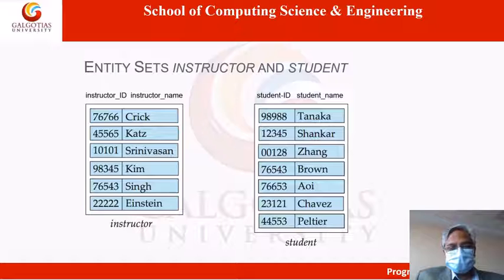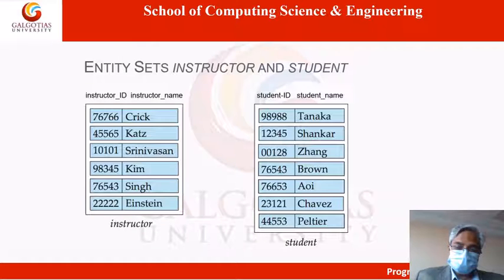Similarly, there may be a student entity set. In a student entity set, there may be student ID, which may be the admission number, then student name. The IDs are like 98988, and student names are Tanaka, Shankar, Zhang, Brown, Aoi. These are the names of students. So these are examples of entity sets. Here there are two entity sets: one is instructor and the other is student.